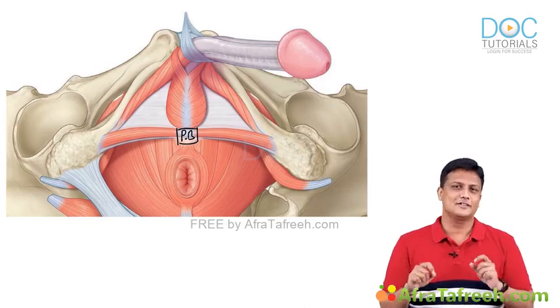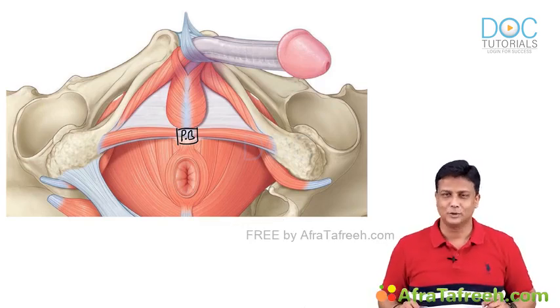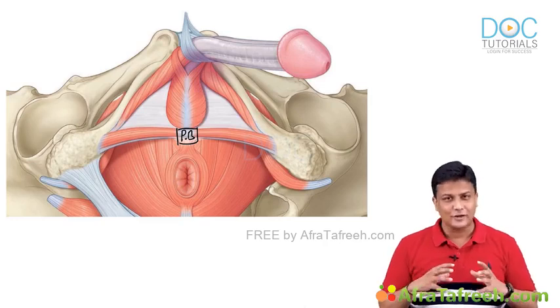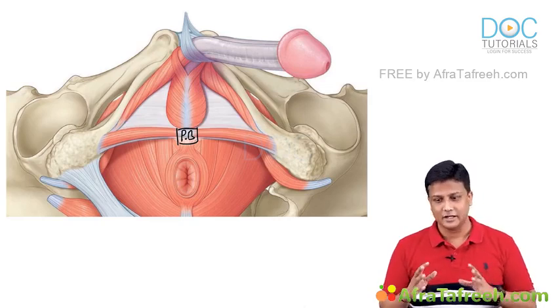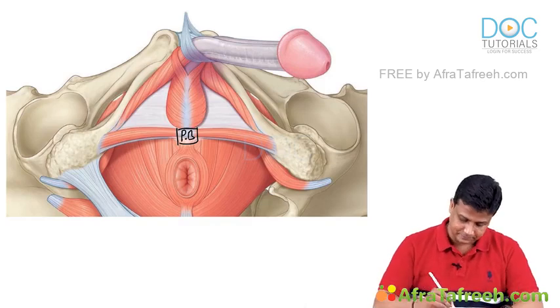Out of the 10 muscles, one good news here is that 4 will be paired muscles, totally 8, and 2 will be unpaired muscles. So let us try to understand what will be the names of these paired muscles and unpaired muscles, and how to memorize them and how to learn them in a perfect manner.